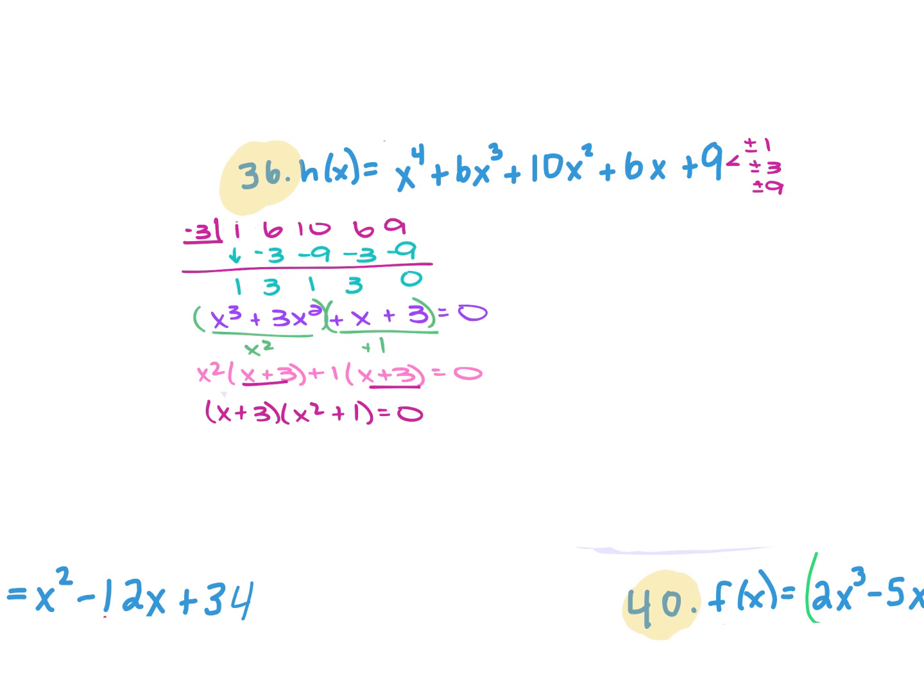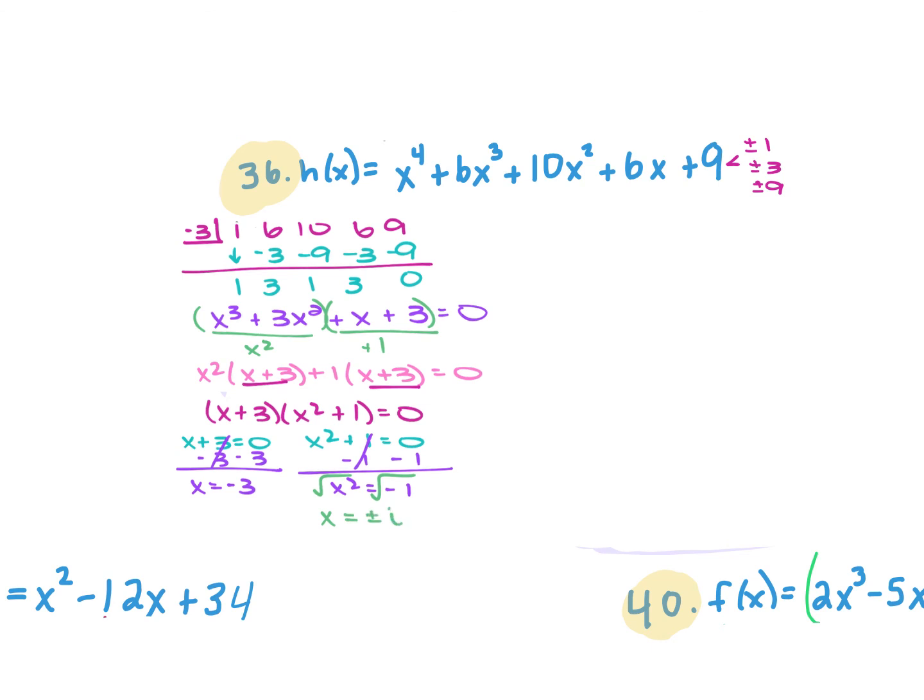You cannot factor this any further, so you are going to set each set of parentheses equal to 0 and solve. So you're going to have x plus 3 is equal to 0, and x squared plus 1 is equal to 0. Move your 3 over, subtract it from each side. You have x is equal to -3. Then move your 1 over. You have x squared is equal to -1. And take the square root of both sides. So you have x is equal to plus or minus i.